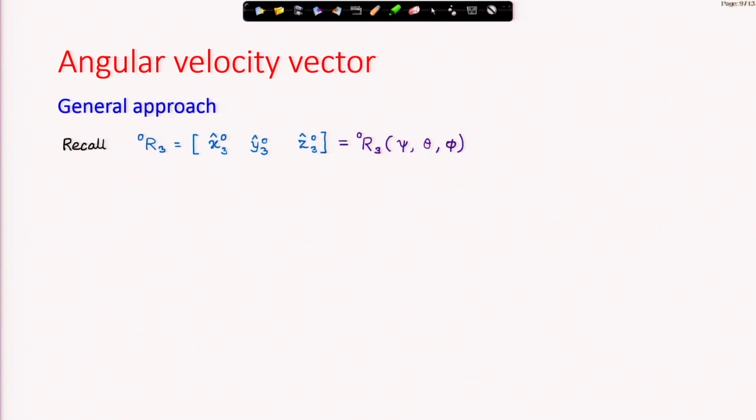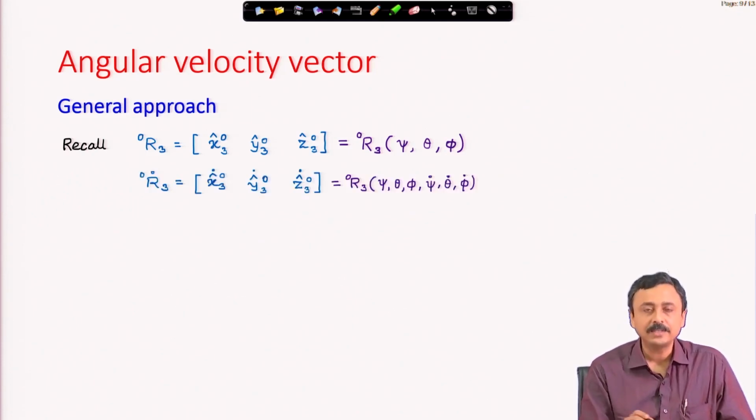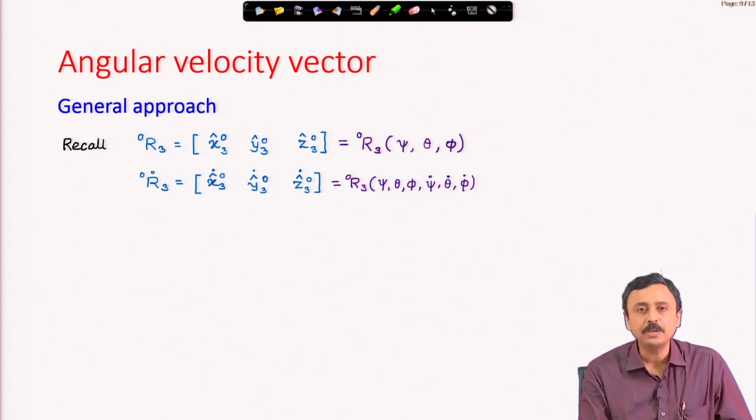We can have a general approach. Suppose we have the rotation matrix R from 3 to 0 in terms of psi, theta and phi. I take the time derivative of this matrix, that means the time derivative of individual components of this matrix, and it will involve psi, theta, phi, psi dot, theta dot, phi dot. And psi, theta, phi need not necessarily be yaw pitch roll, they can be any other Euler angle parameters, for example.